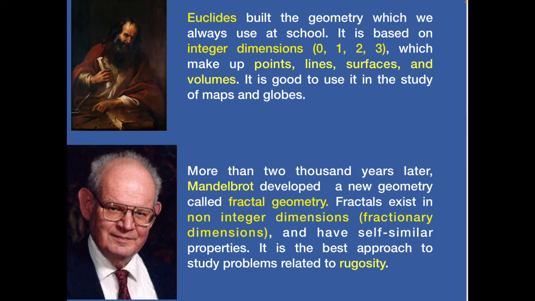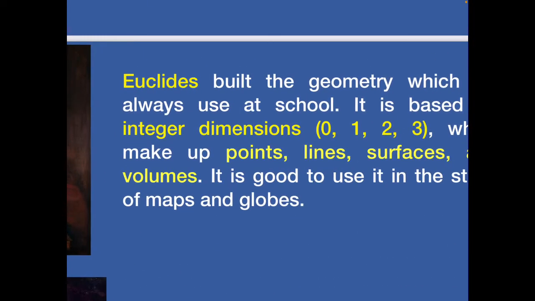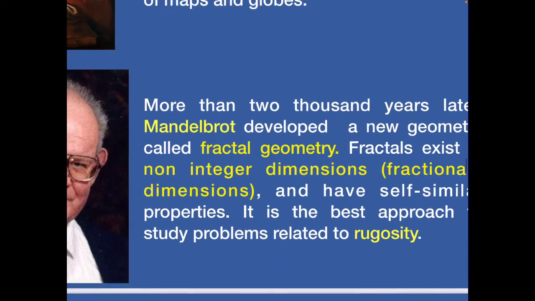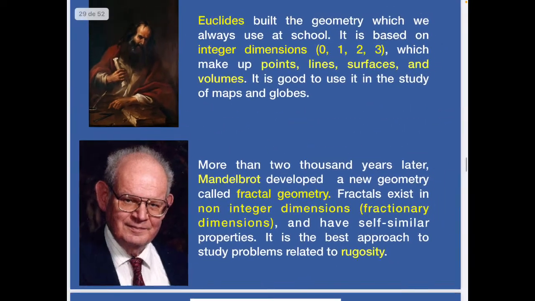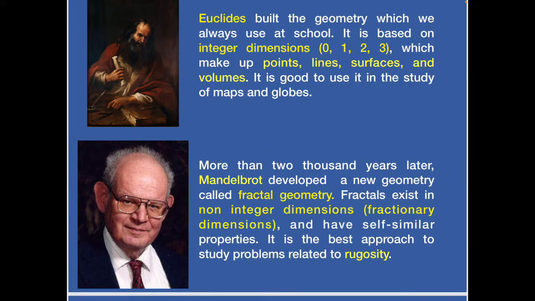That is why the name is fractal, because it is in a fraction of a dimension. And they also have self-similar properties. This makes them the best approach, the best way to study, represent, and model problems related to rugosity. So what we want to do now, talking about Earth's relief, cannot be done with this. We require this. So how do these fractals work?